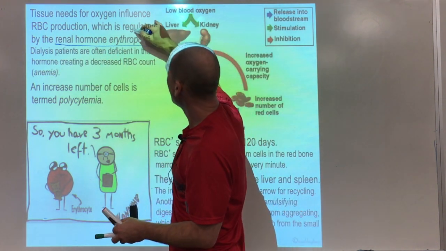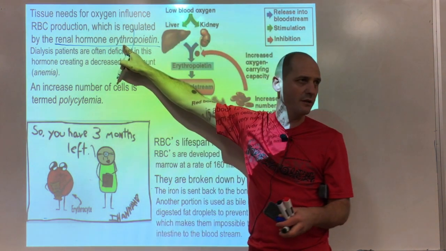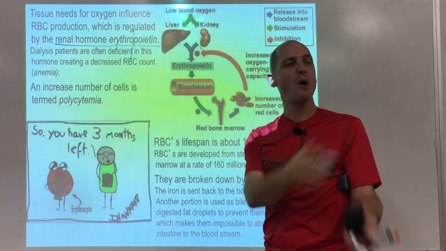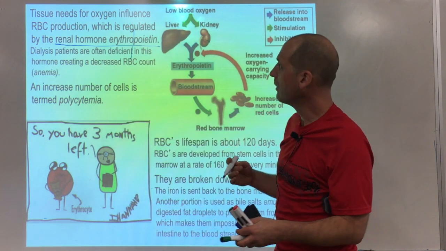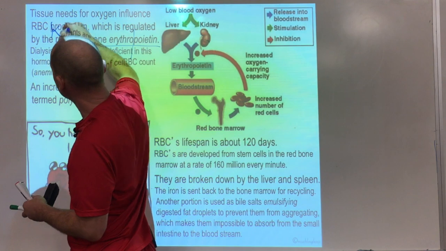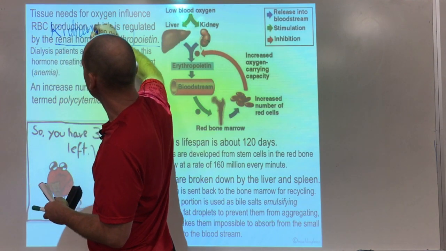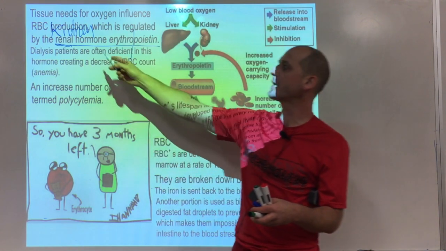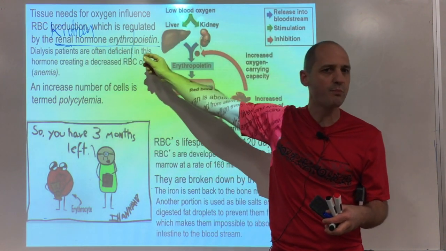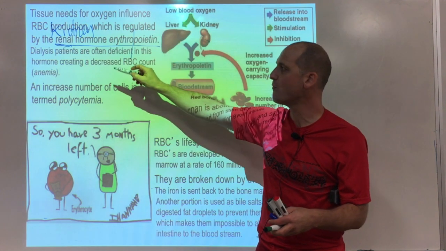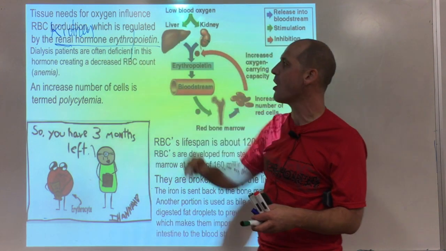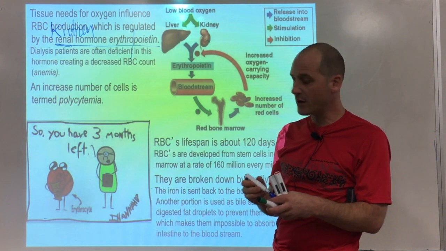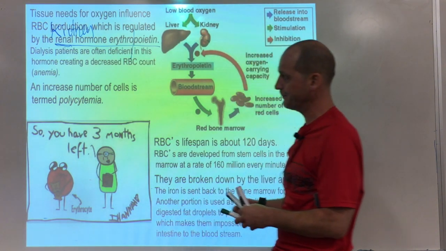Erythrocyte is an RBC. Erythropoietin is a hormone that tells the body to make more. Renal refers to kidney. Whenever you see renal, you're thinking kidney. The kidneys having to do with red blood cell production is why dialysis patients often become anemic, because their kidney function is impeded.